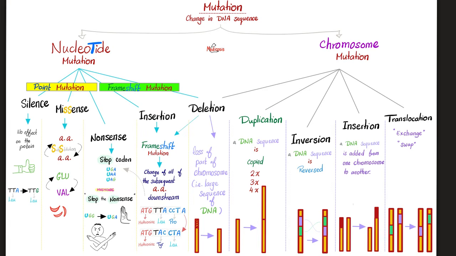How about duplication? Well, I used to have one sequence, now I have 2x, double, or 3x, triple, or 4x, quadruple. All of this is duplication. Copied and copied and copied. How about inversion? The DNA sequence is reversed. I used to be purple, then green. Now I'm green followed by purple. That's inversion.